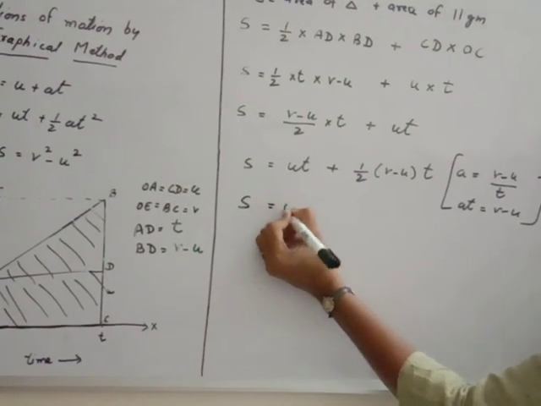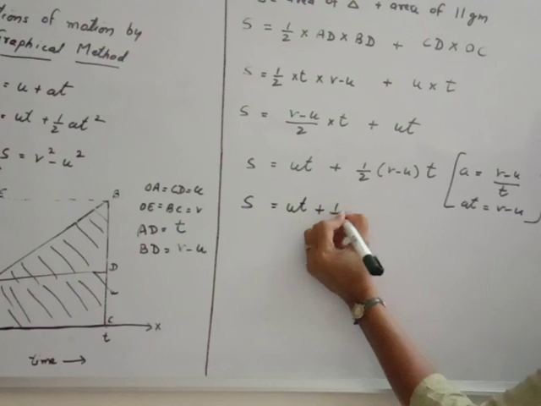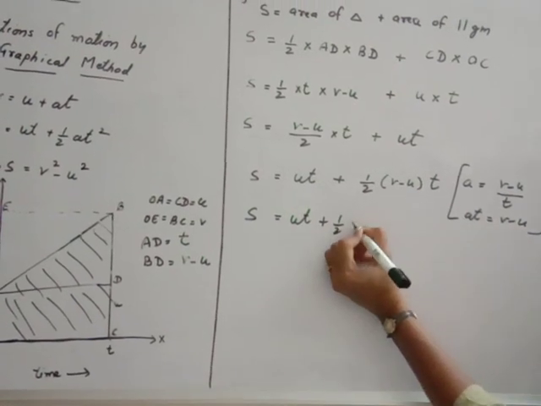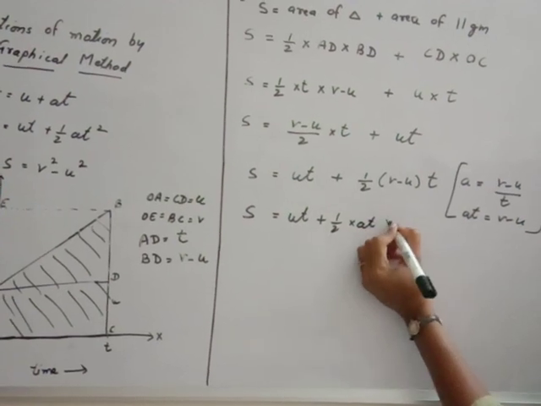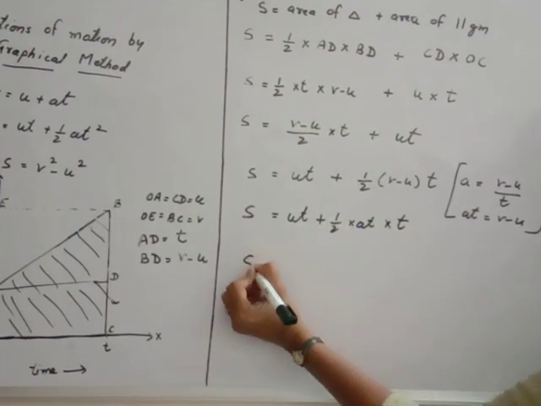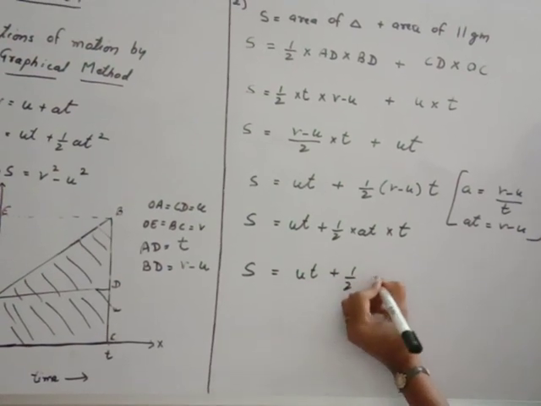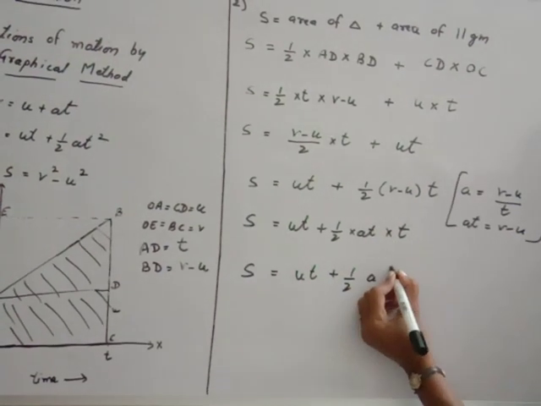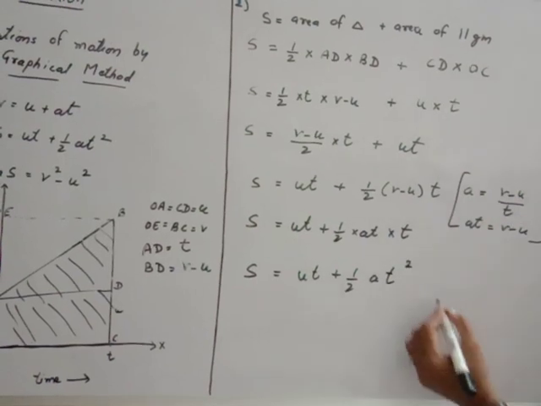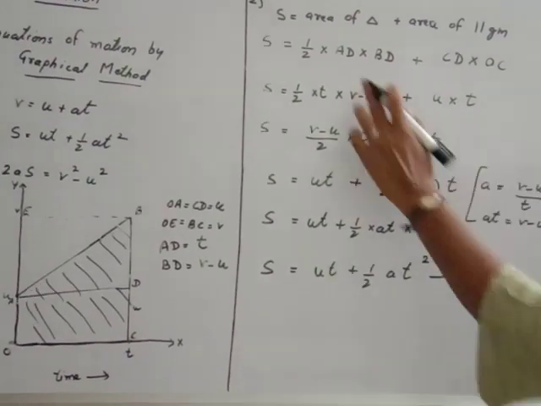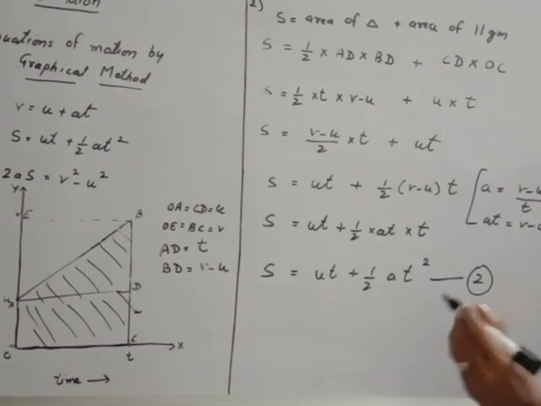S is equal to UT plus half. In place of V minus U, I am writing AT into T. So S is equal to UT plus half A T, T is for how many times? 2 times. So square. So this is my equation number 2. Try to understand this concept very nicely.